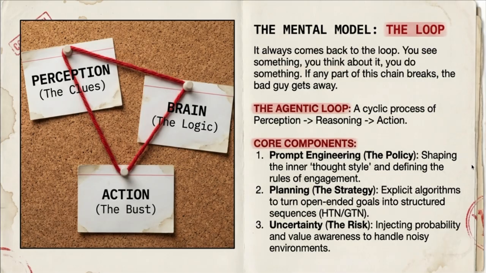Every successful investigation comes back to the mental model of the loop. This cycle is the heartbeat of any agentic system. It involves seeing something, which is perception, thinking about it, which is reasoning, and then doing something, which is the action. If any part of the chain breaks or fails, the bad guy gets away and the task remains incomplete. The agentic loop is the cyclic process where each step informs the next.